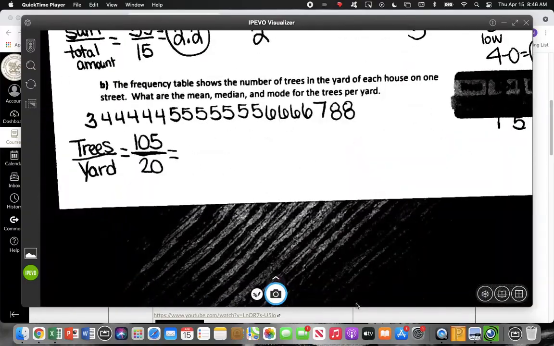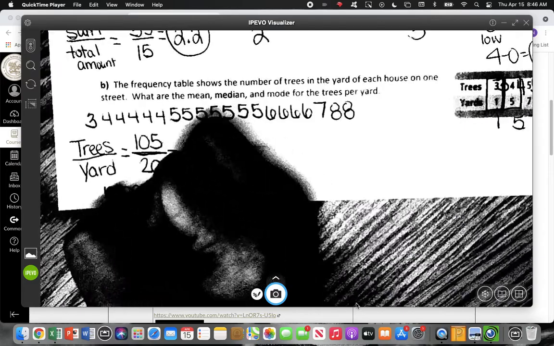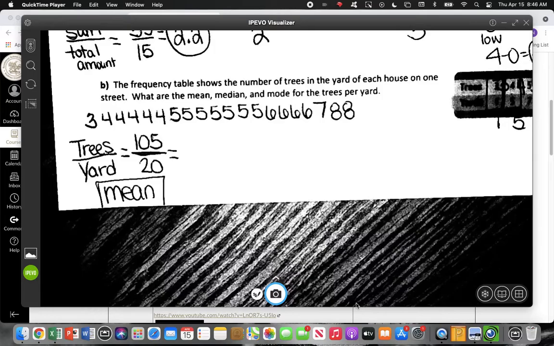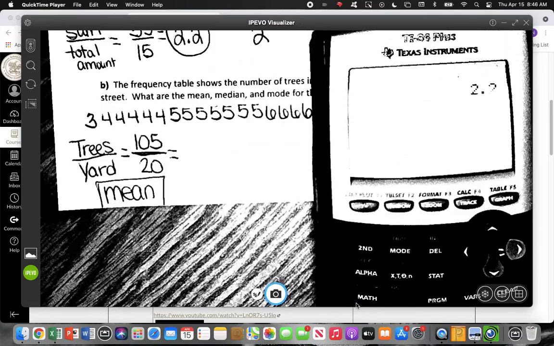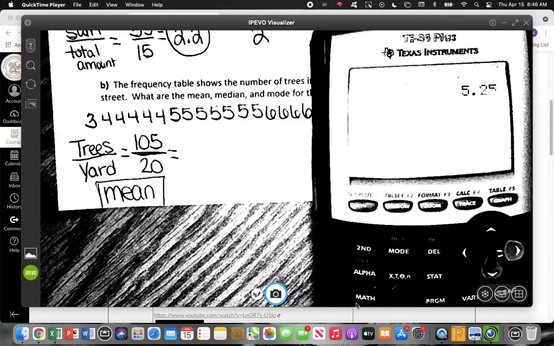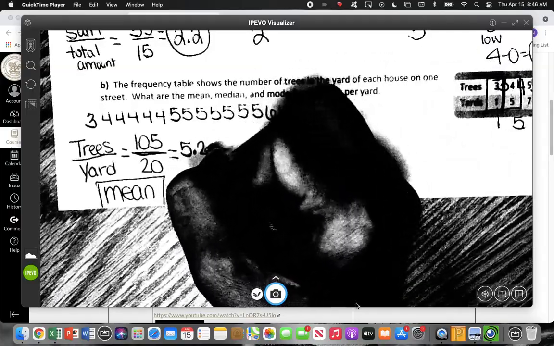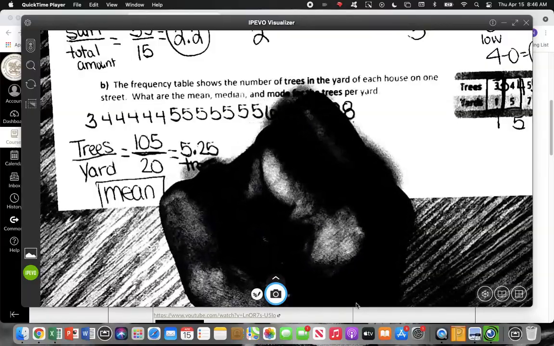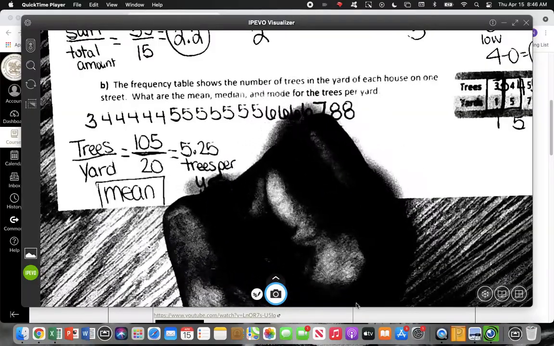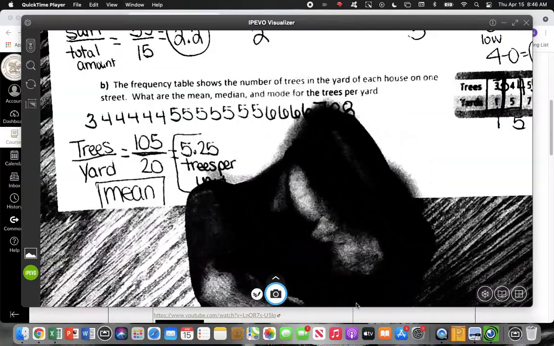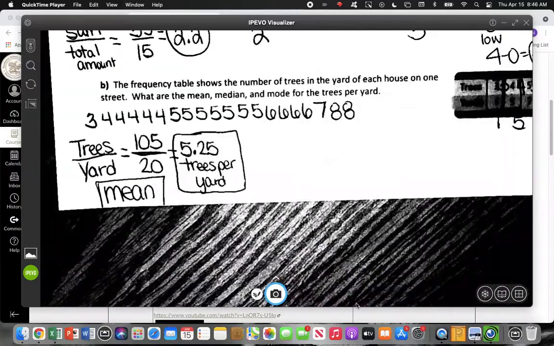So whenever we added those up and we divided by 20, are we finding the mean, median, or mode here? This is the mean. So 105 divided by 20 tells me 5.25, and we don't have to round that since it's not a repeating decimal. So it says on average 5.25 trees per yard.